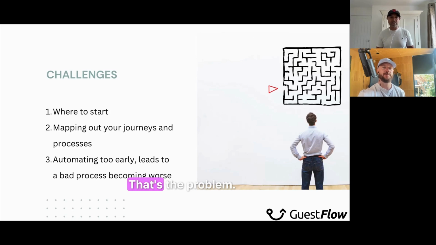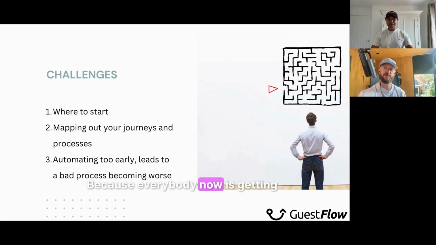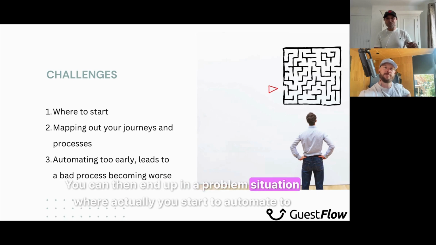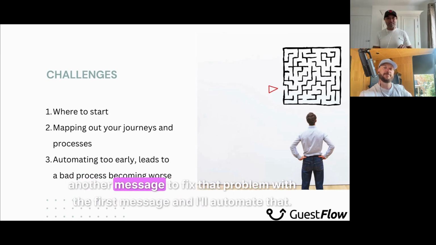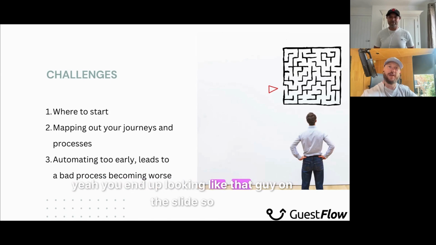That's the problem. And then you end up automating a bad process. And actually all you do is create more noise, more problems, right? Because everybody now is getting that bad communication every single time, and everybody's asking you questions. You can then end up in a situation where you start to automate to fix the problems, right? So, people that keep asking me for this bit of information, I'll send another message to fix the problem with the first message, and I'll automate that. And then you're just creating more noise, more mess. Yeah, you end up looking like that guy on the slide.